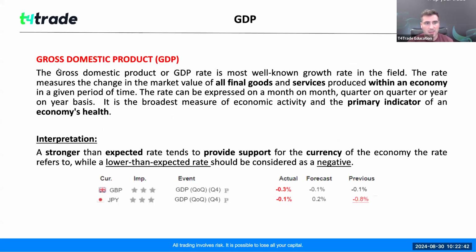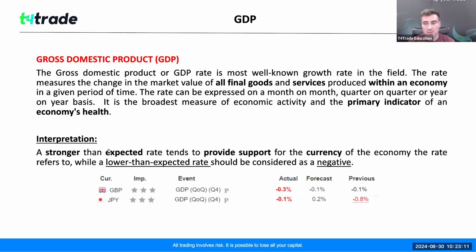Okay, so GDP, as we just said, is the most well-known growth rate in the field. The rate measures the change in the market value of all final goods and services produced within an economy in any given period of time. We said this 5 times so far. Okay, if you have questions, please send them through. I'm more than happy to elaborate and explain myself further. Okay, so the rate can be expressed on a month-on-month, quarter-on-quarter, or year-on-year level. So it's a broad measure of economic activity and the primary indicator of an economy's health.